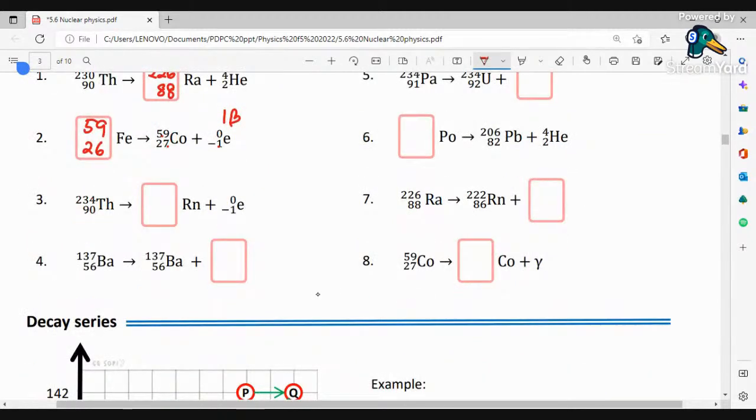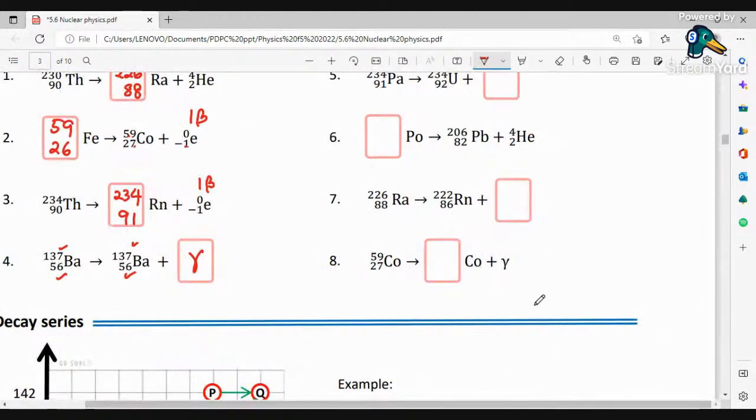Okay, number 3. Ini radon. 1 beta juga release. No change in nuclear number. Proton number increased by 1. Maksudnya sini 234. Increased by 1, 91. Okay. So number 4, barium. Barium, you can see no change in nuclear number. No change in proton number. Kalau dua-dua tak ada berubah, maksudnya ialah gamma.